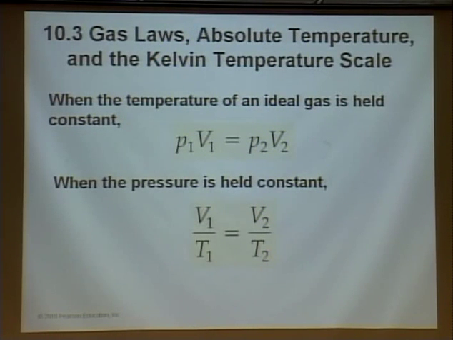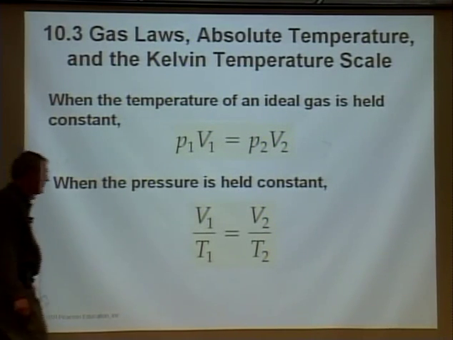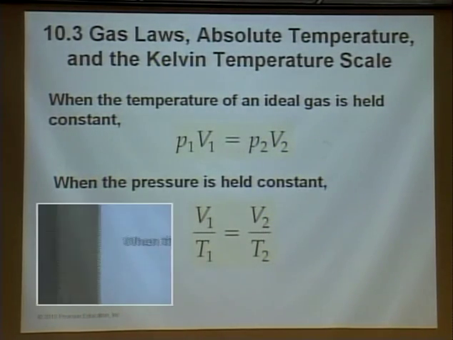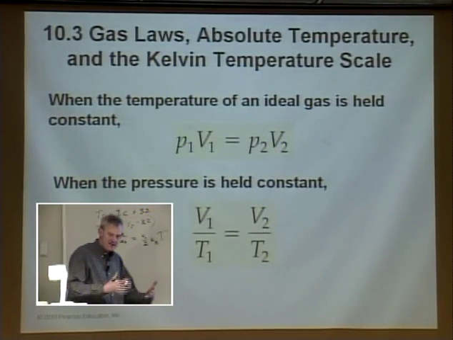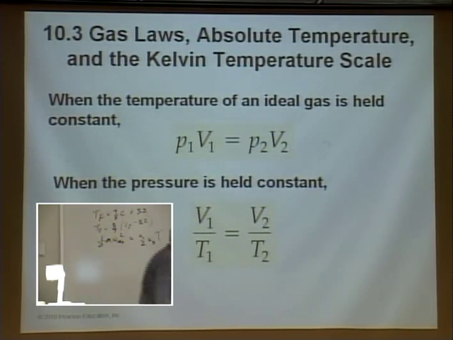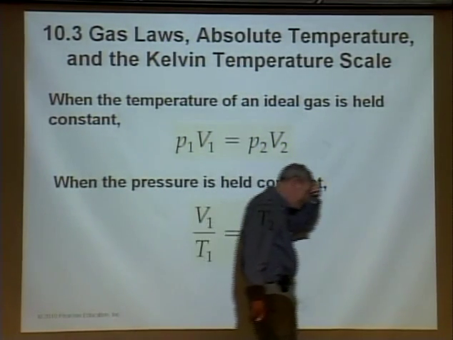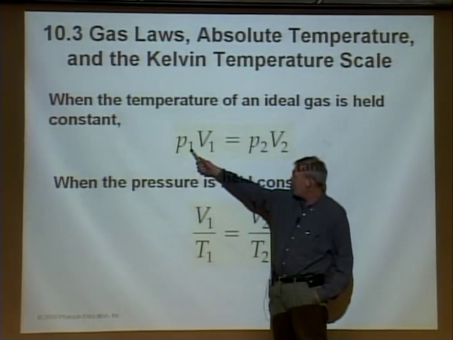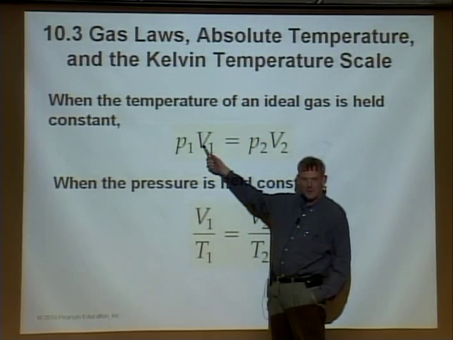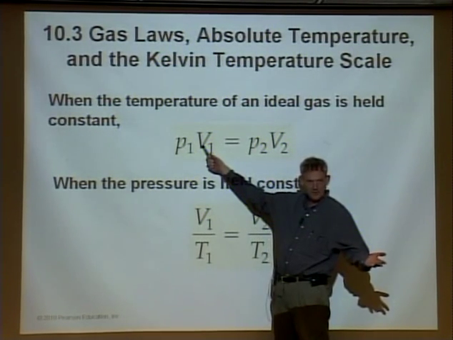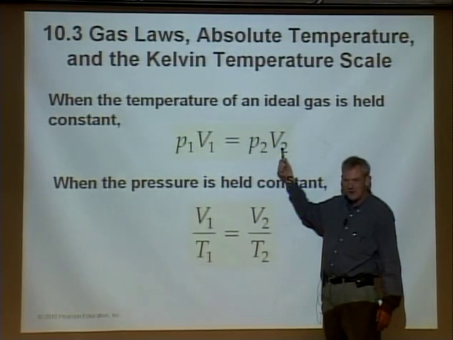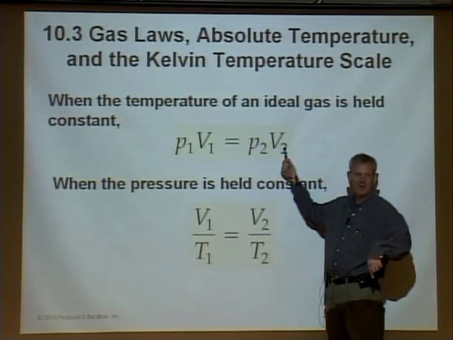Now, let's get into the ideal gas laws. Here they are. Okay, and you've all done this before. By the way, this is pressure. If we hold the temperature constant, pressure times volume is a constant. So if we've got 4 times 3, equals what? 12. All right? But let's say we up the pressure to 6, what happens to my volume? It goes down to 2, okay?